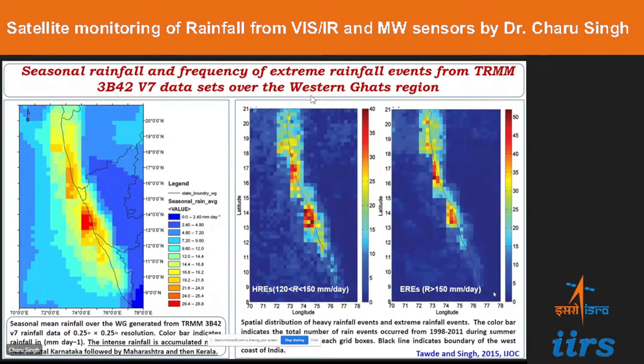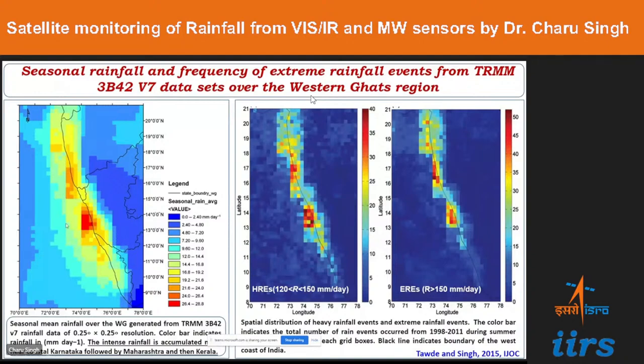So this is basically the spatial difference in the number of events coming under the various categories. Here we have the seasonal mean rainfall. This is the amount of the rainfall which is received during a season. And here we have the number of events which are falling within this range. These are the number of events which are falling in the range of rainfall greater than 150 millimeter per day. So there is a spatial variability.